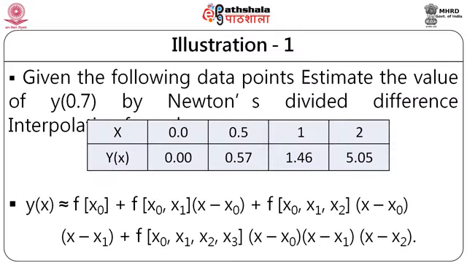Now, we take illustration 1. This illustration suggests that given the following data points, we want to estimate the value of y at x equal to 0.7. If you remember the same exercise we did for the Lagrange interpolation polynomial, I am deliberately taking the same exercise, and we are trying to find out how we are going to get the value at 0.7 using Newton's divided difference interpolating polynomial.